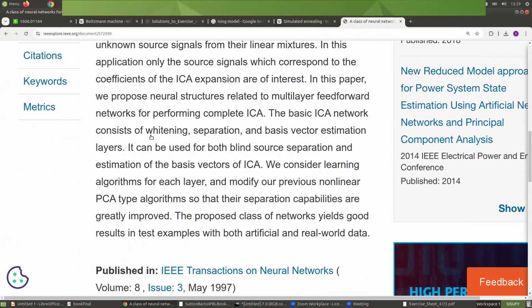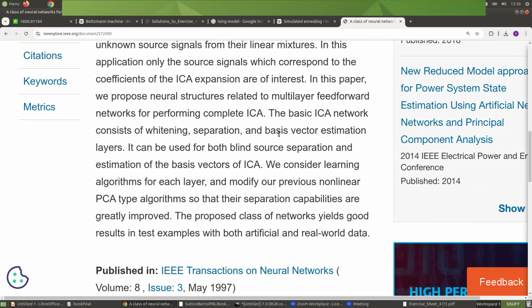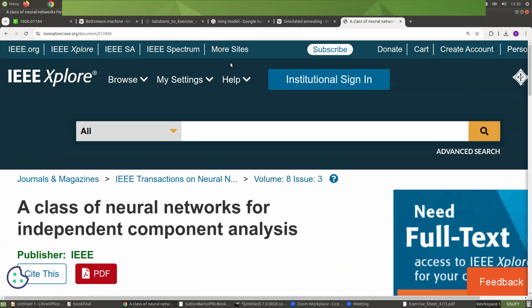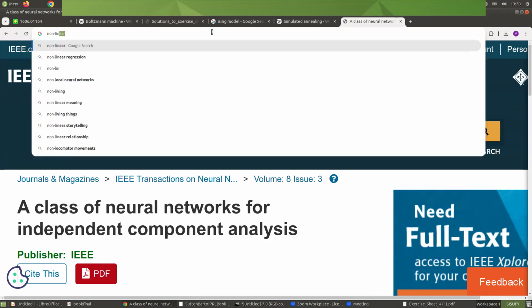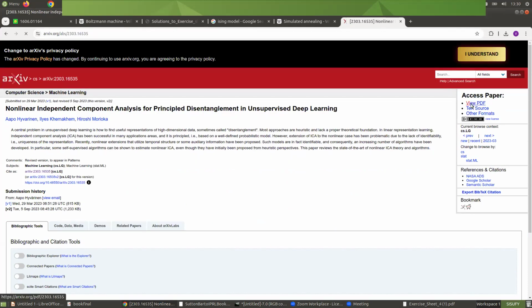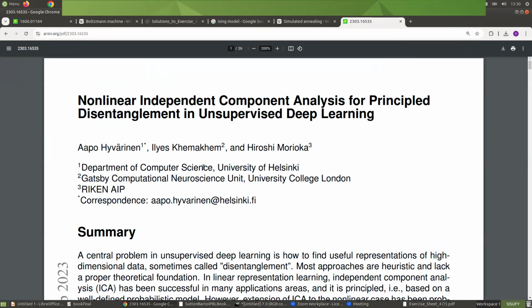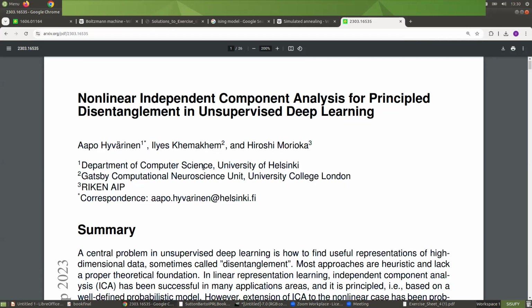No, that is different. They just propose an algorithm to do ICA. By the way, I know that Aapo Hyvärinen did nonlinear ICA, which is kind of interesting. Here we go. That's very interesting. So this is a proposal for unsupervised deep learning.